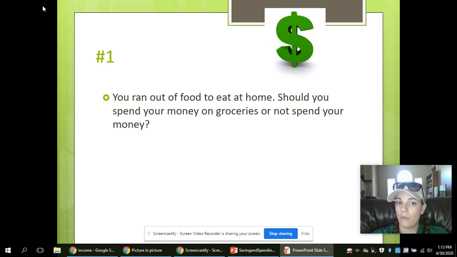Let's say you ran out of food to eat at home. Should you spend your money on groceries or not spend your money on groceries? You should spend it, definitely. Food is a need. So if you don't have food to eat, you might not survive. So you're going to have to spend your money on food and groceries to eat. Good job.